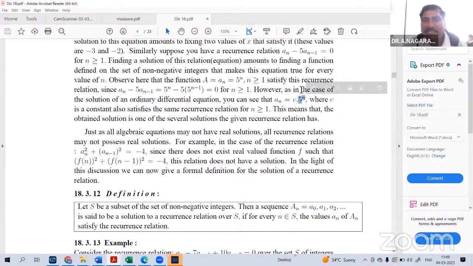What is the degree of this recurrence relation? As we discussed, the number of terms other than the first term on which one term depends is called the degree. Here a_n clearly depends on a_(n-1), so the degree is 1. So here I can get one constant and one solution point. 5 power n is our solution point, and its constant is C. So C into 5 power n is called the solution of a_n. This is the solution of the recurrence relation a_n minus 5 times a_(n-1) equal to 0.